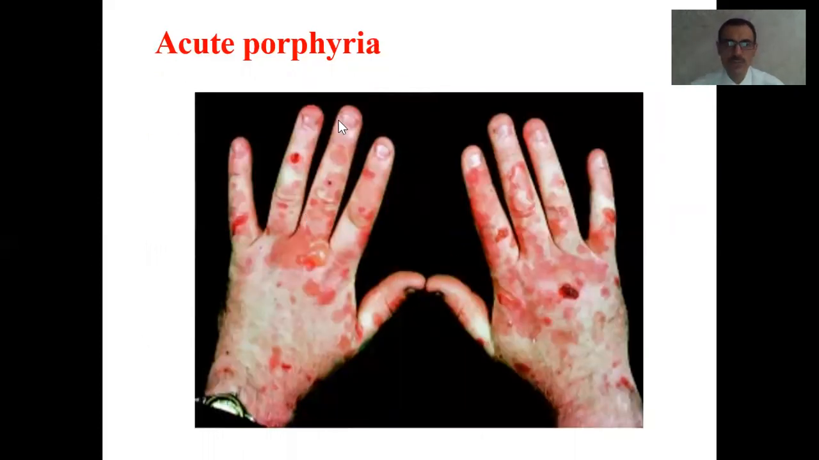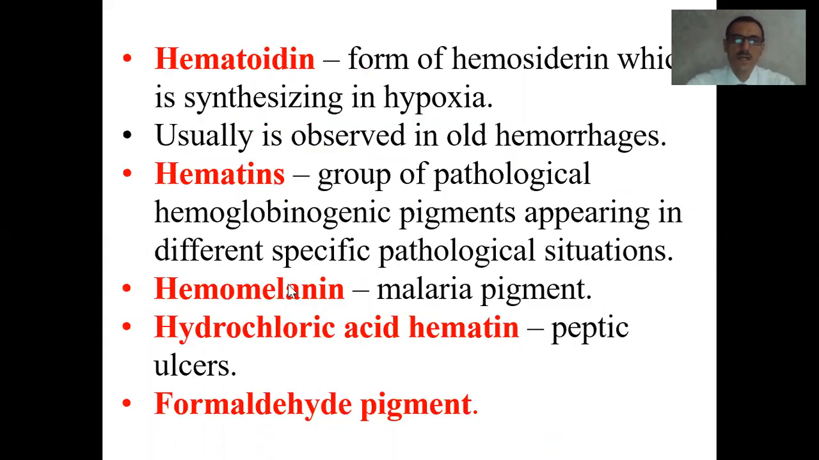And here you see patients with acute porphyria. The skin of these patients is very hypersensitive, and ulcers develop under the action of sunlight. Hematoidin, a form of hemosiderin which is synthesized in hypoxia, usually is absorbed in all hemorrhagic zones. Hematins are a group of pathological hemoglobinogenic pigments occurring in different specific pathological situations.